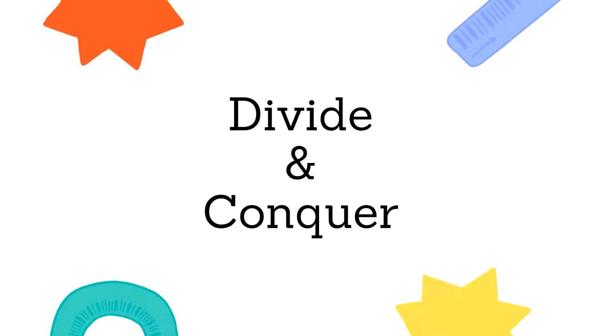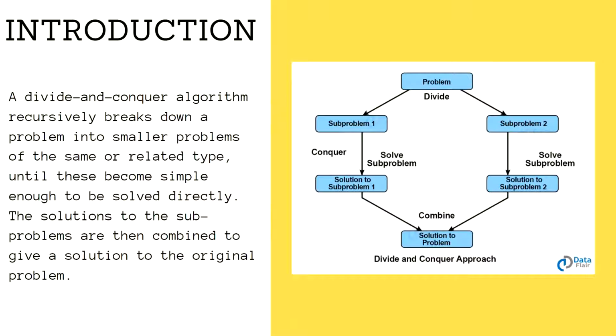Divide and conquer algorithm. So starting with the introduction, a divide and conquer algorithm recursively breaks down a problem into smaller problems of the same or related type until these become simple enough to be solved directly. The solutions to the subproblems are then combined to give a solution to the whole original problem.